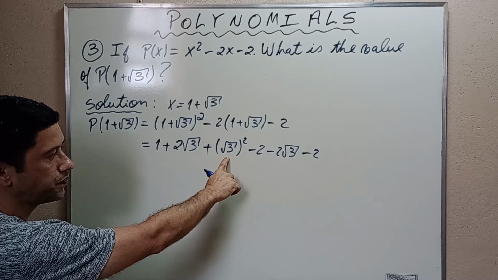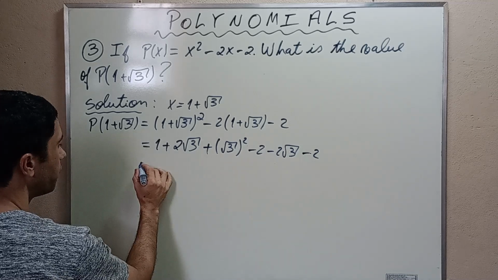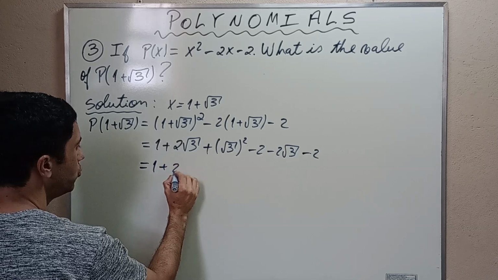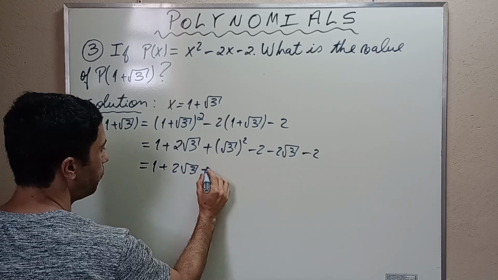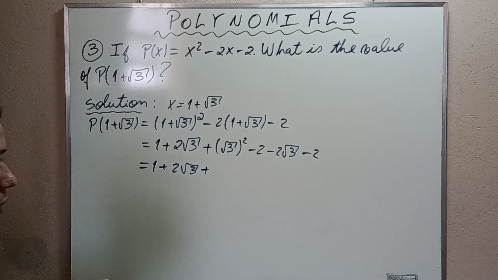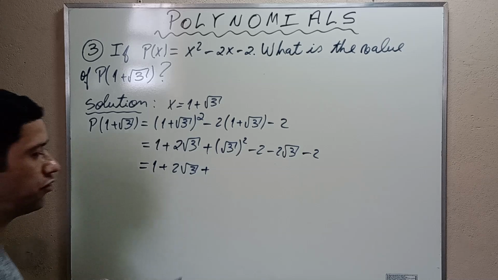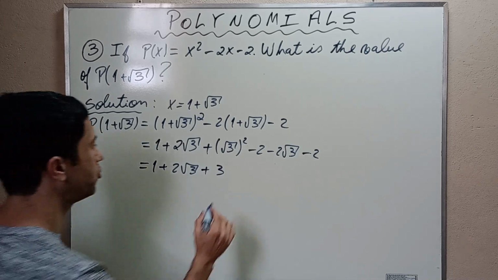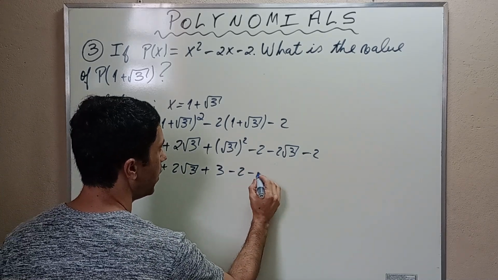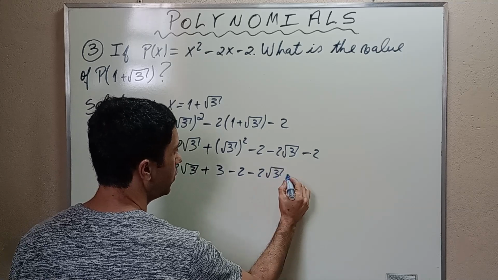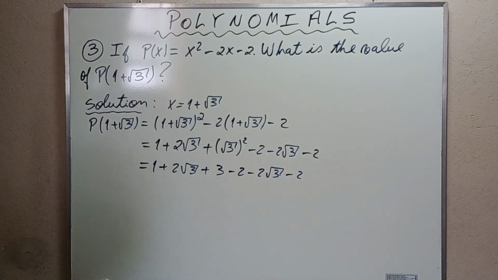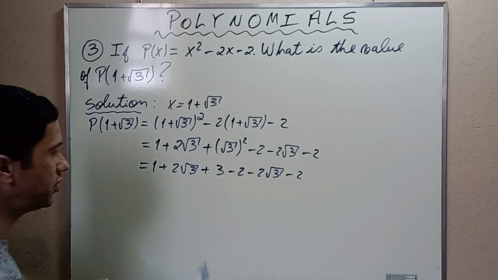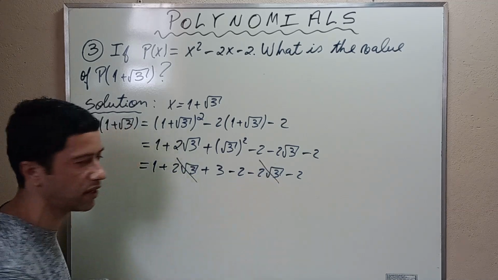Let's work on this. Okay. 1 plus 2 times the square root of 3 plus the square root of 3 squared is 3. Okay? Minus 2 minus 2 times the square root of 3 minus 2. Observe that we can simplify this with this, okay? They cancel each other out.